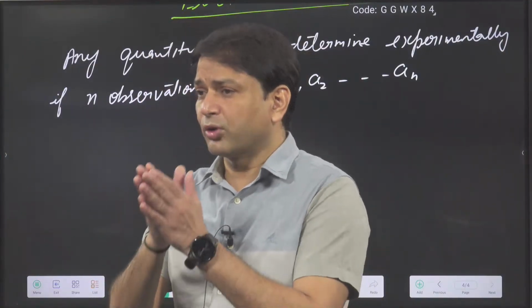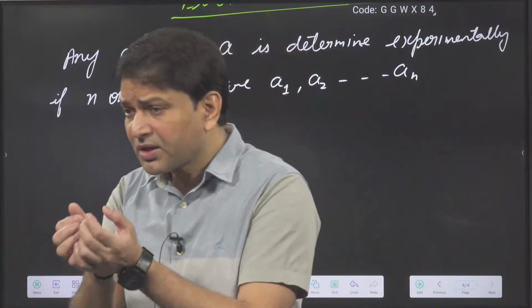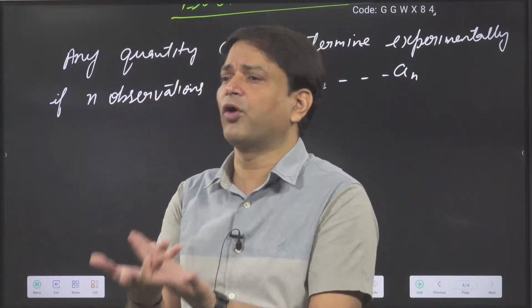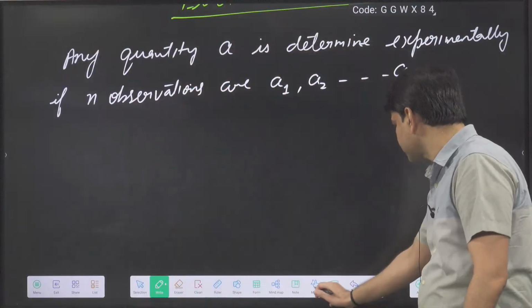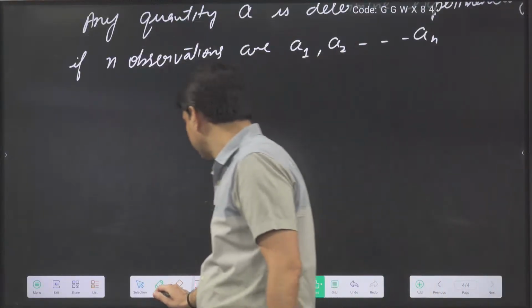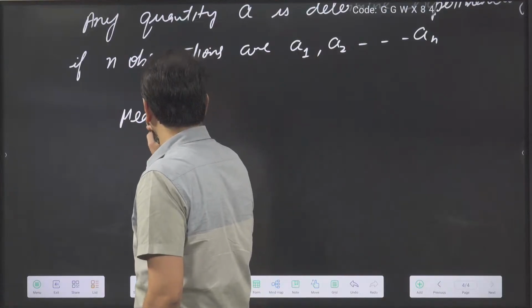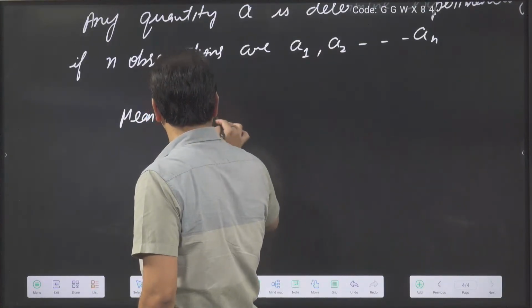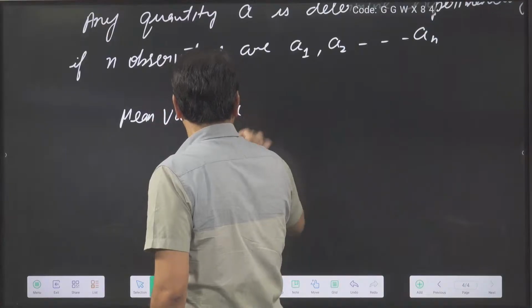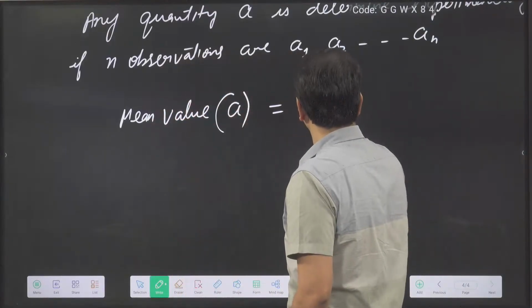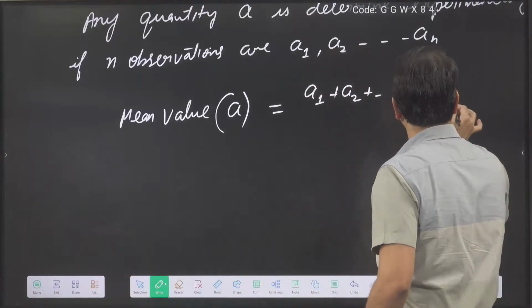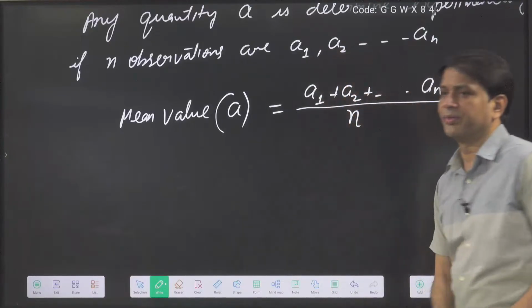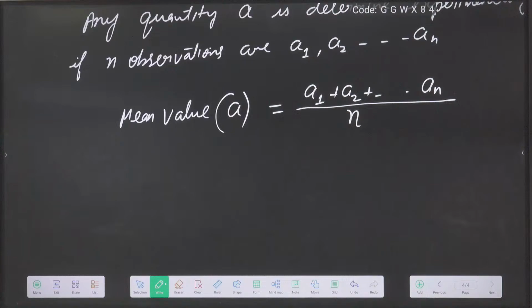Everybody got it or not? So in the problem, if the true value is not given, then the mean of all observations we can take as the true value. Then the mean value, what can I say? A1 plus A2 and so on up to An, divided by n. That is basically the arithmetic mean. So the mean value of all observations is A1 plus A2 plus ... plus An, divided by n.